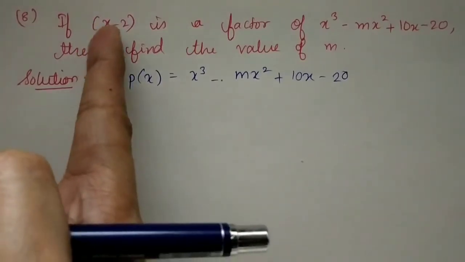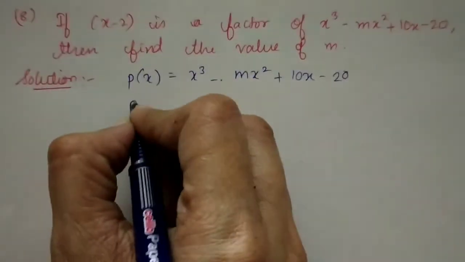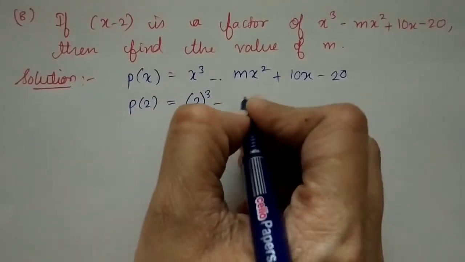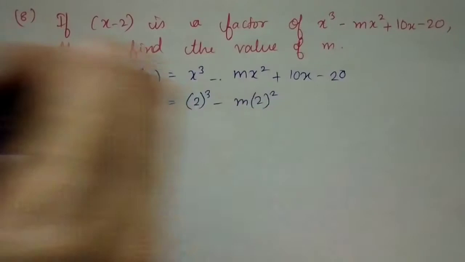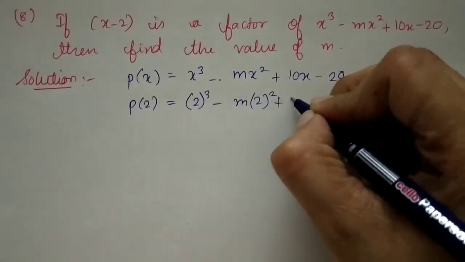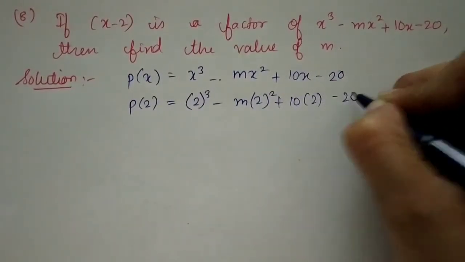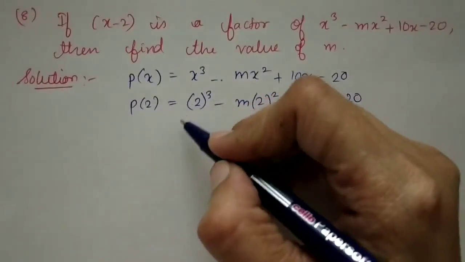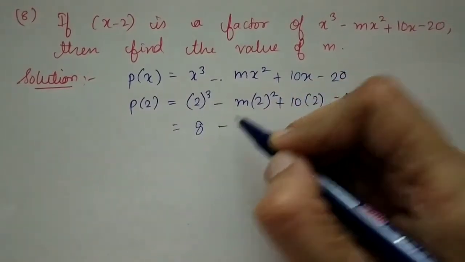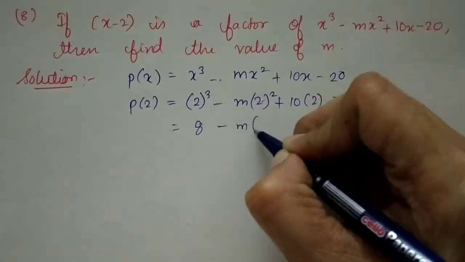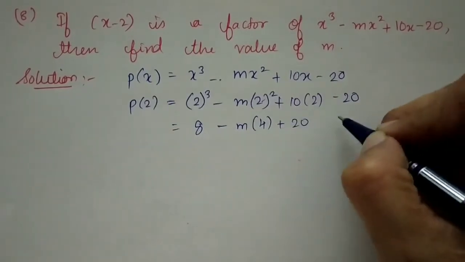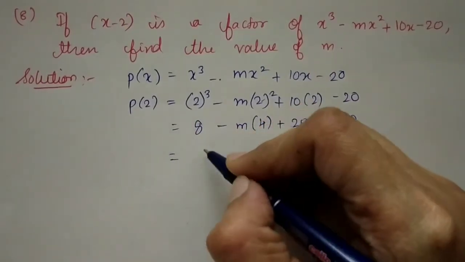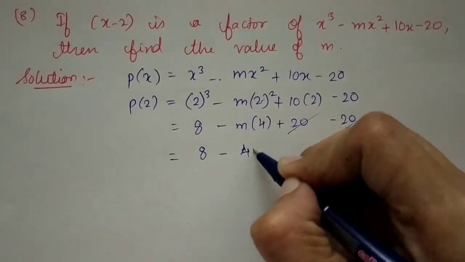Now after doing this, what do we do? We will substitute the opposite of minus 2, which will be plus 2. So p of 2 will be 2 cube minus m into 2 square plus 10 into 2 minus 20. See, cube of 2 is 8, minus m times 2 square, which is 4m, plus 20 minus 20. This plus 20 minus 20 will get cancelled. So what are you left with? 8 minus 4m.